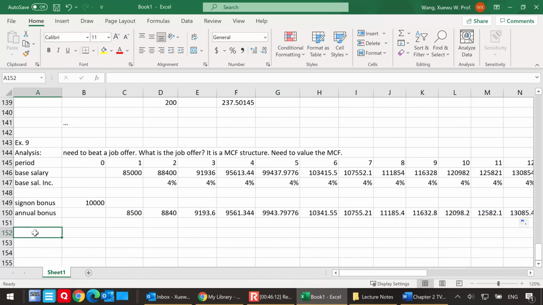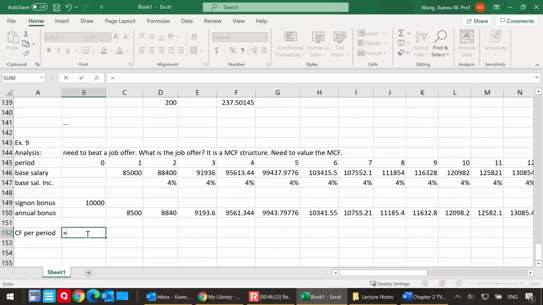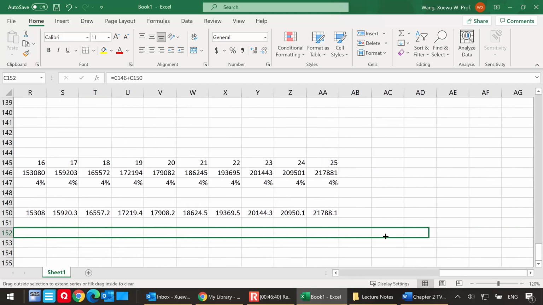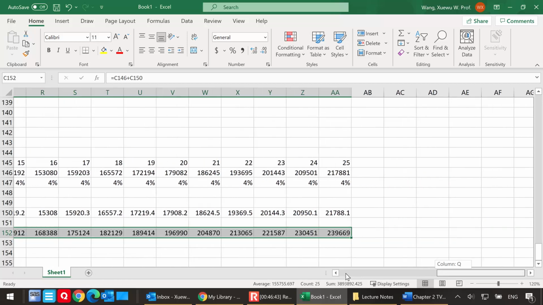And now I can ask, what's the cash flow per year, per period for this person? Today, that's just going to be the sign-on bonus. Then in the first year, the person gets the annual base, and then the annual bonus, and that's it. We're talking about an assistant banker here. All right, and I can copy this across to pick up all the other cash flows for the other years.